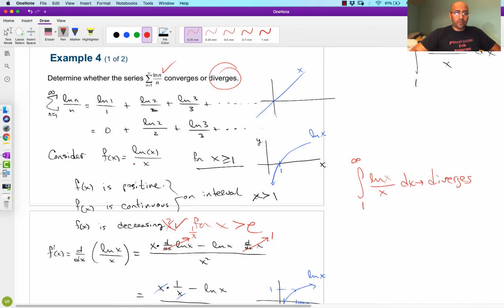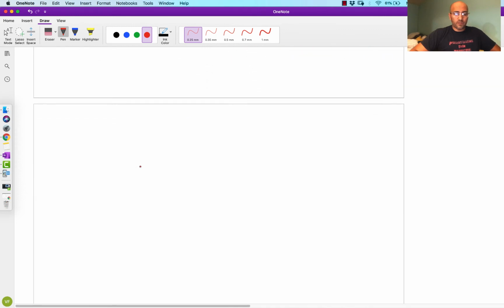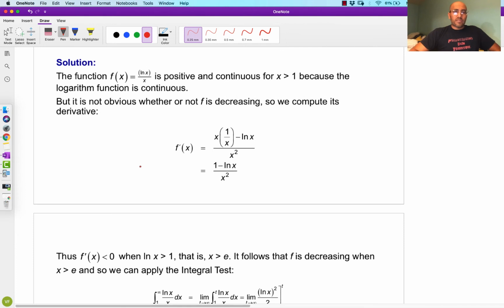Let's see what your author did for this guy. Hopefully something similar. Solution: f of x equals ln x over x is positive and continuous for x being greater than 1 because the logarithmic function is continuous, but it is not obvious whether the function f is decreasing, so we compute its derivative. Okay, so here's the derivative. Low d high minus high d low. We end up with this.